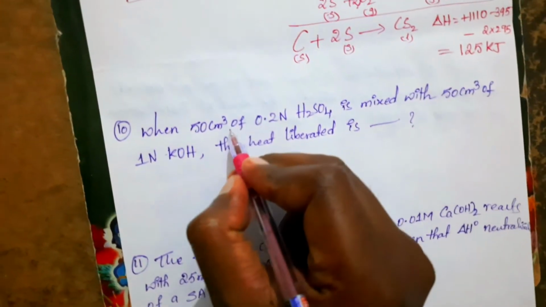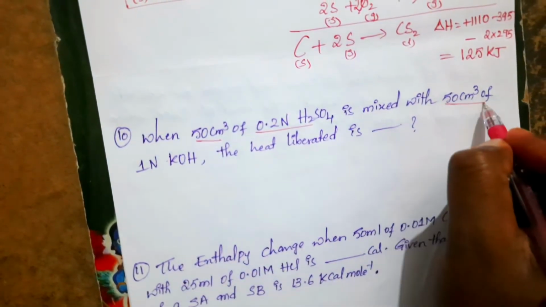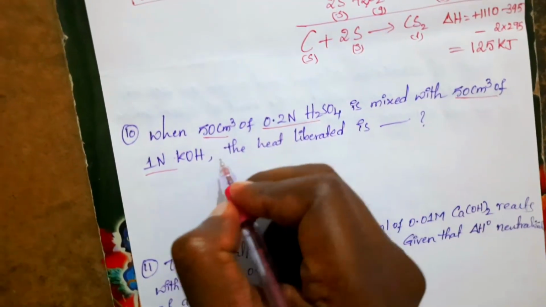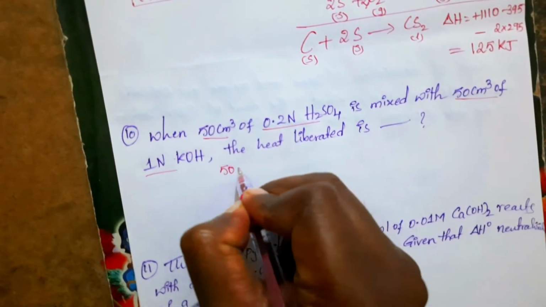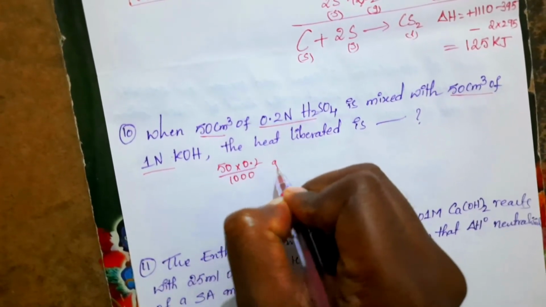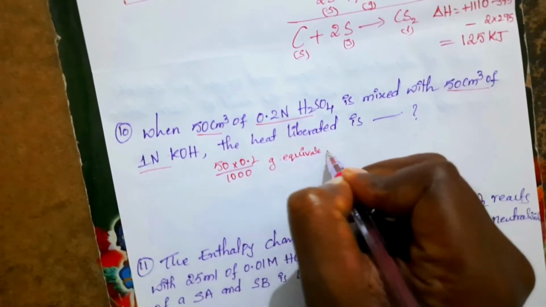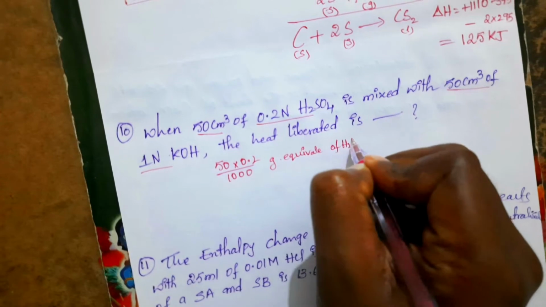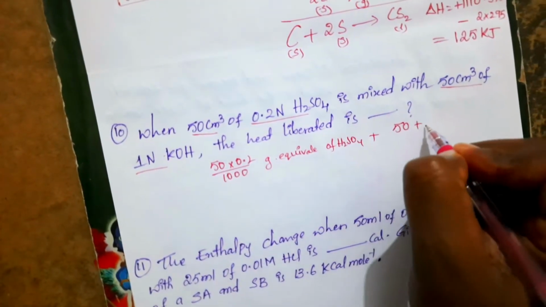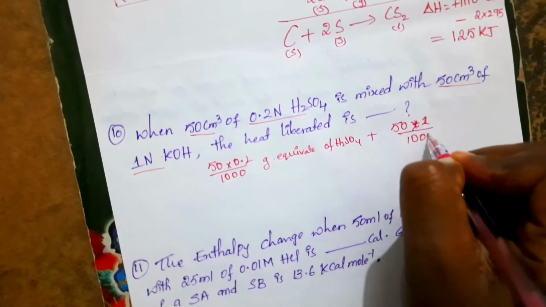Now when 50 centimeter cube of 0.2 normal sulfuric acid is mixed with 50 centimeter cube of 1 normal KOH solution. Here 50 into 0.2 by 1000, it is what? Gram equivalent of acid, gram equivalent of sulfuric acid, combining with 50 into 1 by 1000 gram equivalent.